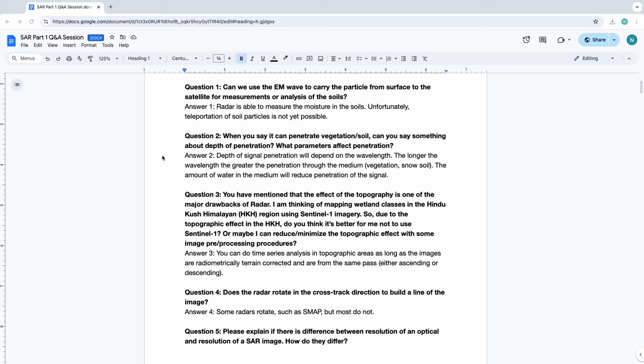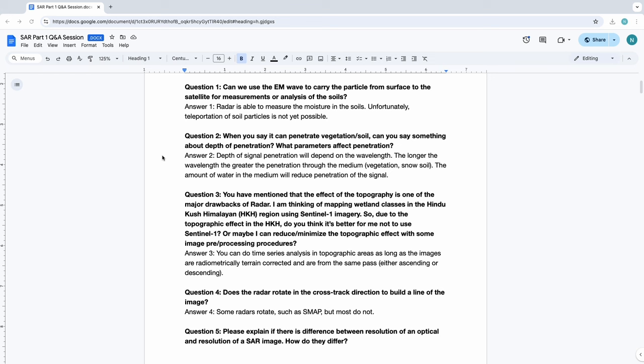Question three: you've mentioned that the effect of topography is one of the major drawbacks of radar. I'm thinking of mapping wetland classes of the Hindu Kush region using Sentinel-1 imagery. Due to the topographic effects in the Hindu Kush and Himalayas, do you think it's better for me to use Sentinel-1, or can I minimize the topographic effect with some image pre-processing procedures? The answer is that even though topographic areas do present challenges with radar images, you can do time series, as long as the images are radiometrically terrain corrected and you are using images from the same pass. That means you either use images from ascending or descending orbits, but do not mix them.